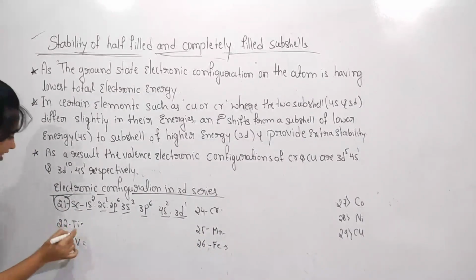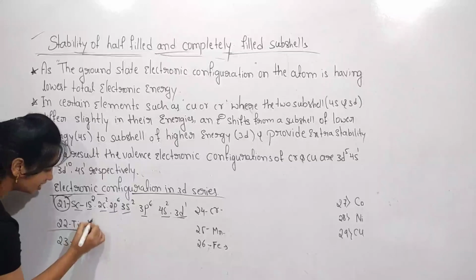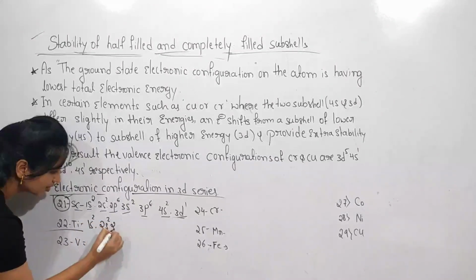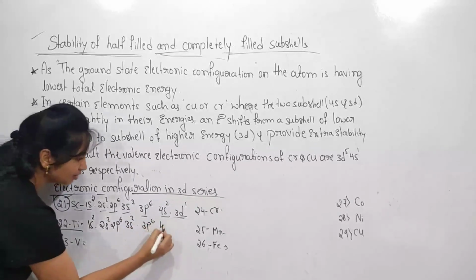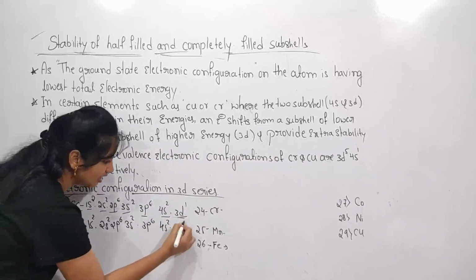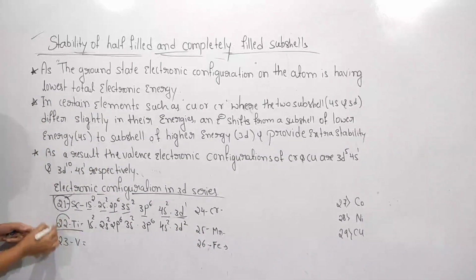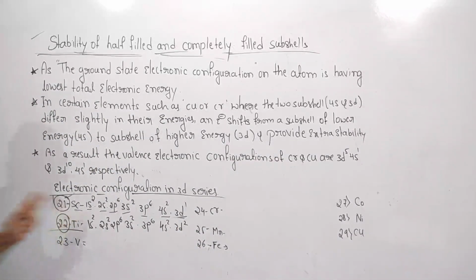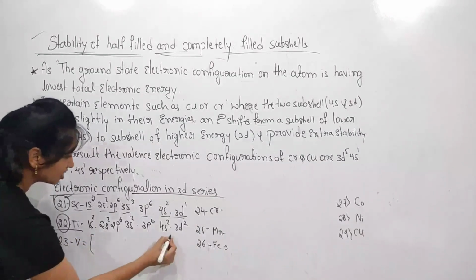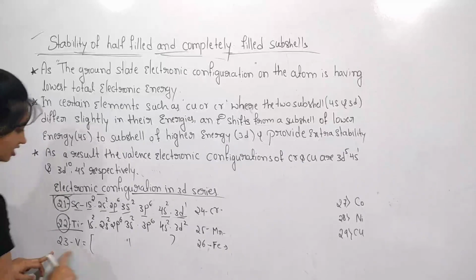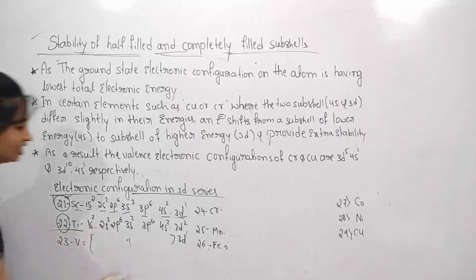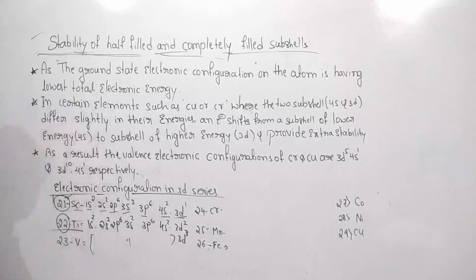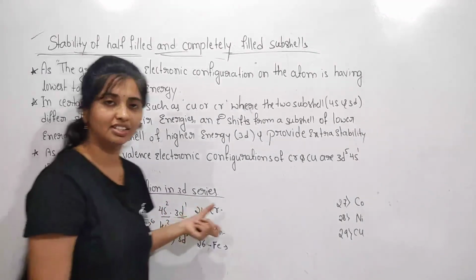I write the titanium configuration here: 1s2, 2s2, 2p6, 3s2, 3p6 and 4s2, 3d2, because titanium has atomic number 22. Next for vanadium, up to this much it is the same configuration, just one more electron comes in the 3d orbital, 3d3 for vanadium. And next, what about chromium?